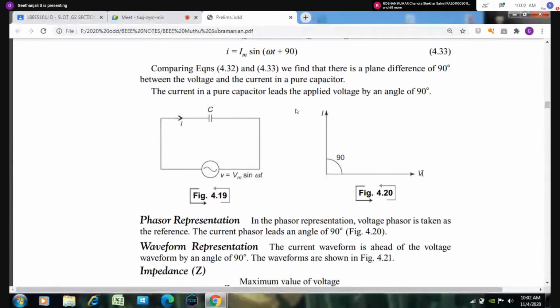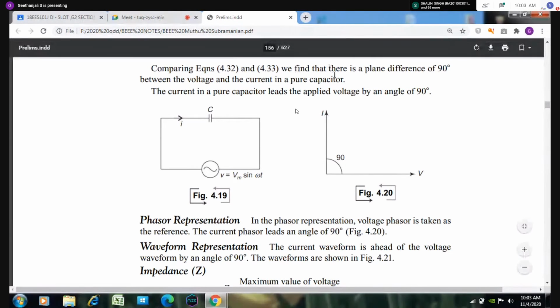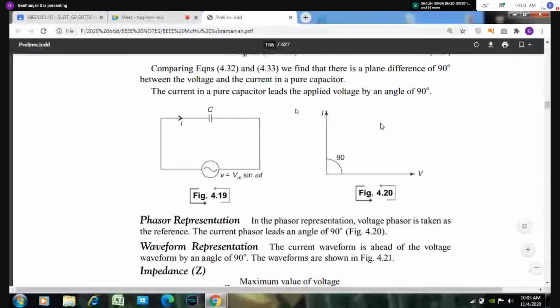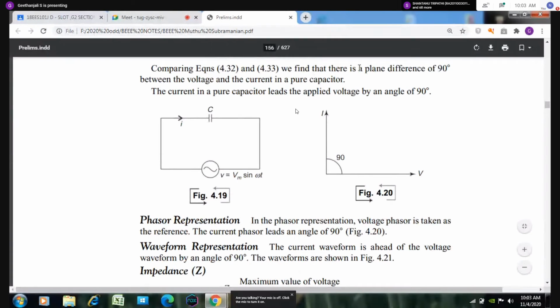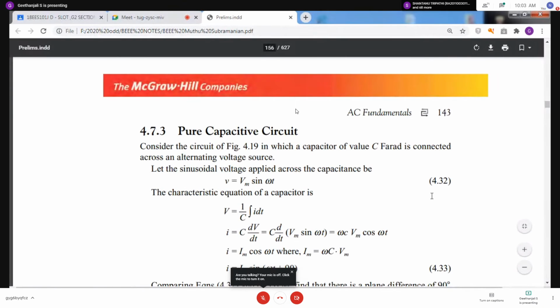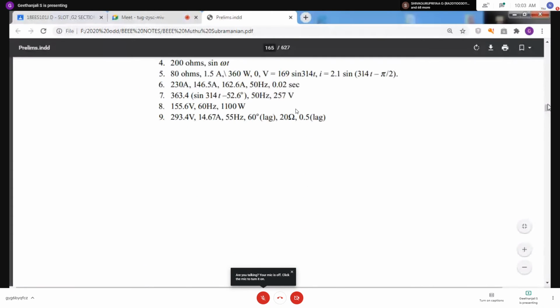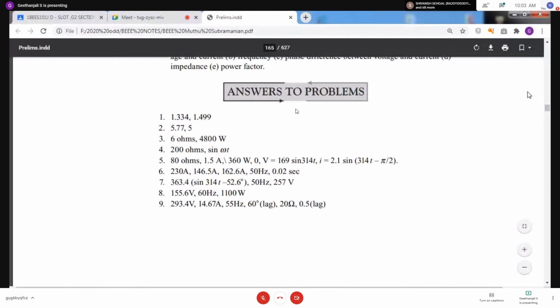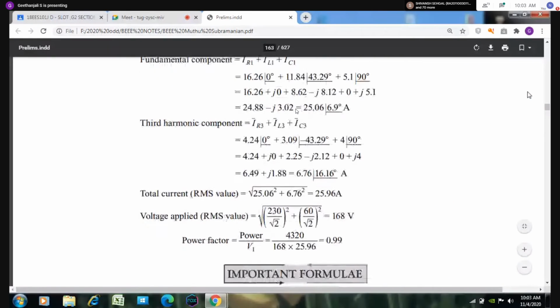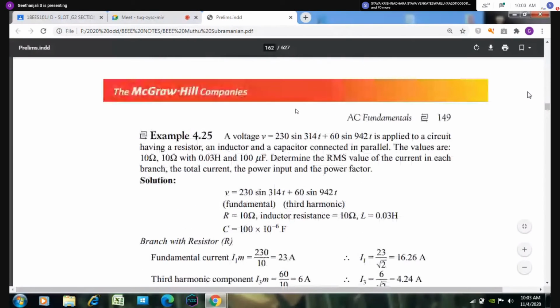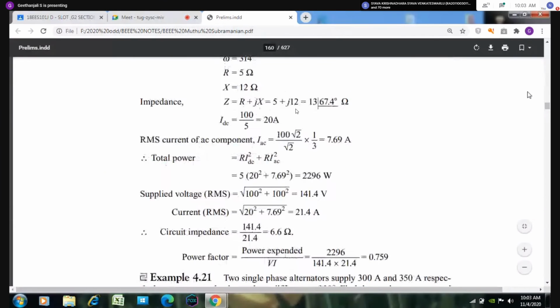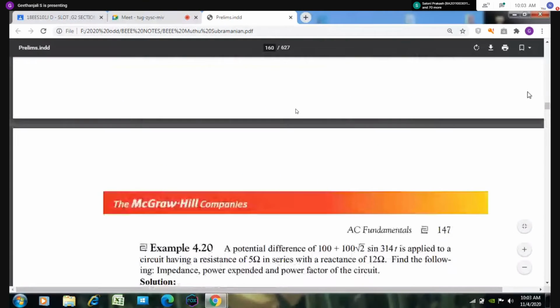This is the phasor representation. This is the circuit we have taken. So the current is leading by an angle of 90 degrees. This is the conclusion. So the current waveform, which is given by I is equal to Im sin(omega t + 90 degrees), is the current waveform. The voltage waveform is the reference, so Vm sin omega t. This is the equation for the current waveform for the pure capacitive circuit. So we can conclude that the relationship between the voltage and current is that the current is leading by an angle of 90 degrees with respect to voltage.